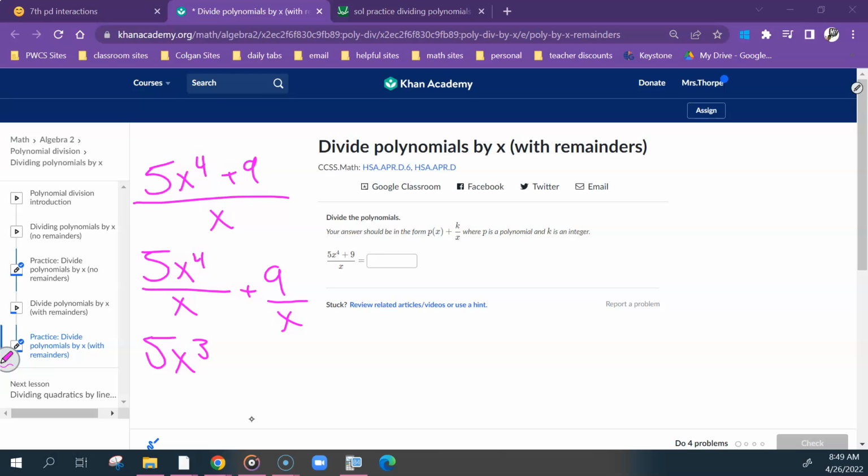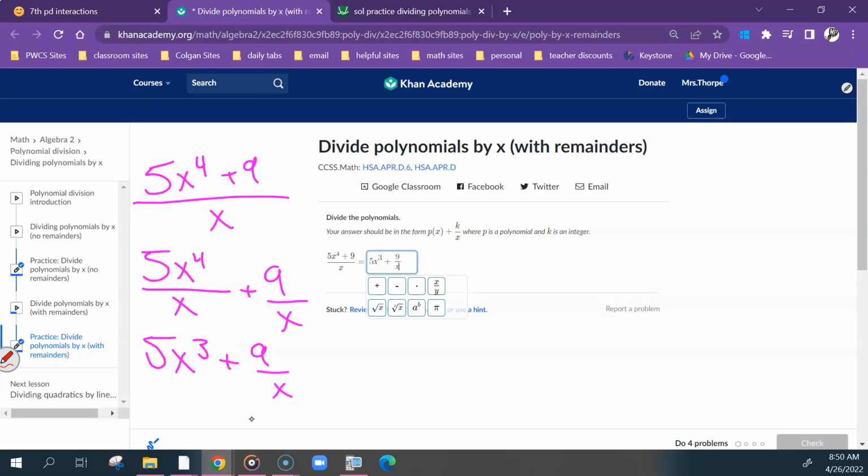We have two different bases. We can't do anything with exponents. So that would stay the same. So when you put in this answer, it's going to look just like this. So 5x to the 3rd plus 9 over x. All of them will be similar to this.